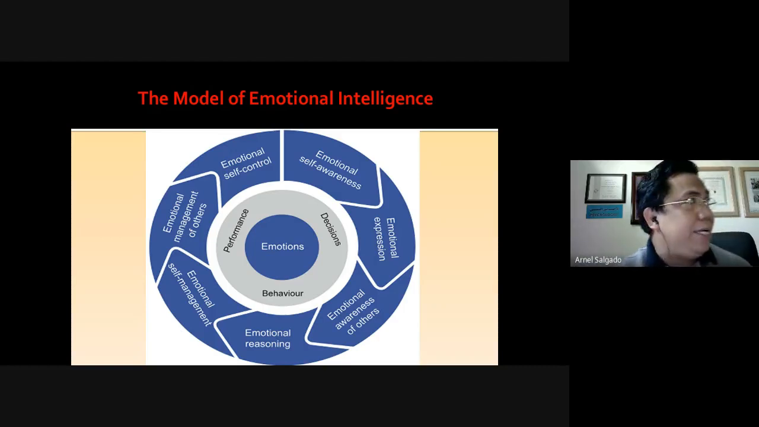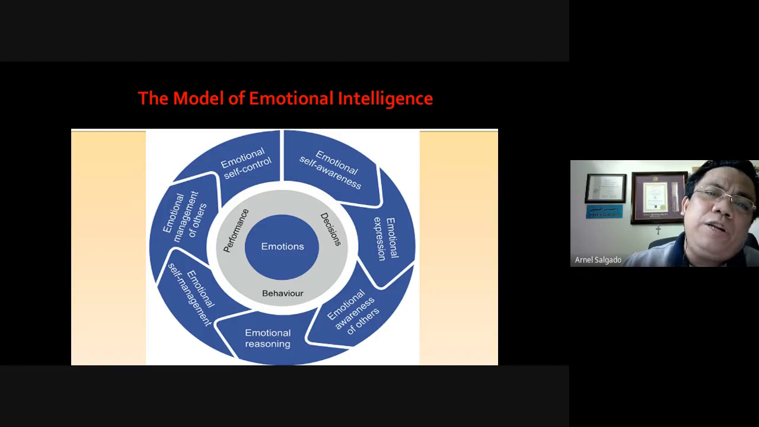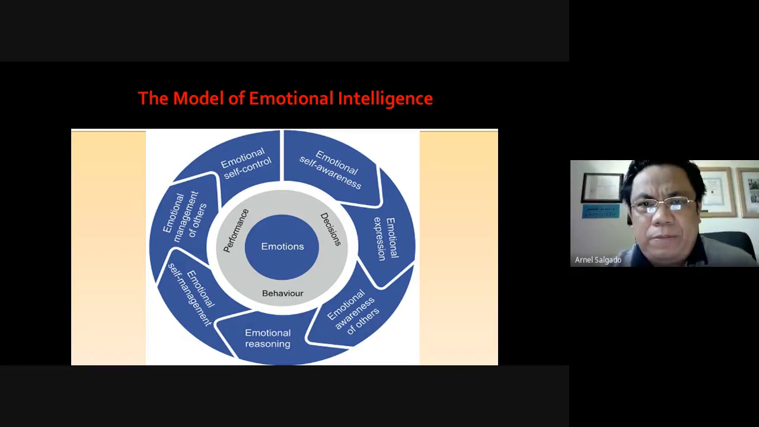Now, on the outlying side, there will be emotional self-awareness, knowing your emotional state, emotional expression, you see, and emotional awareness of others. This one is yours, self, and this one is understanding the emotions of others. Then emotional reasoning, justification of what emotions you are trying to display. Then emotional self-management. If you are angry, you try to tone it down. If you are sad, you try to relieve yourself from sadness, and so on. Then emotional management of others, you try to reach out to other people who are actually having emotional problems or stress. And then emotional self-control, the ability to control what we are going to show, like in the case of anger, no? How do we control ourselves? That all would be the measure of our emotional intelligence.